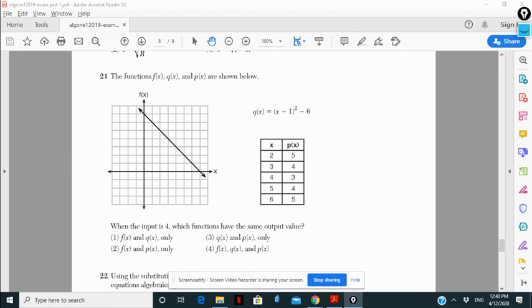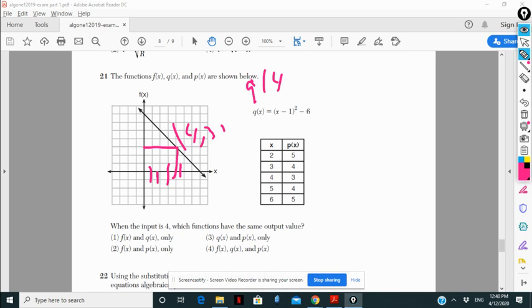The functions f(x), g(x), and p(x) are shown below. When you input, which function has the same output? So I plug in x is 4. So 1, 2, 3, 4, and I go all the way up. That's 4 and 3. Now, when I plug in 4 into Q, 4 minus 1 is 3, 3 squared is 9, 9 minus 4 is 3, so that's giving me 4 and 3. Now go here, 4 and 3, so all of them give me the same answer, so the answer is 4.